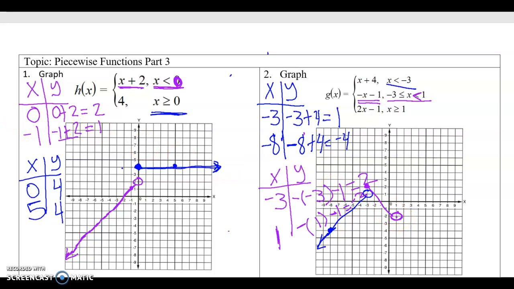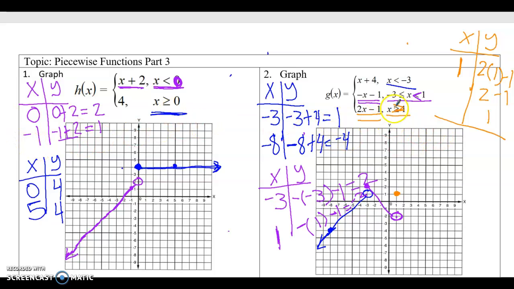Okay, last one, last but not least, x comma y. It gives me my starting x value of positive 1. So let's go ahead and plug that into my function, 2x minus 1. So I have 2 times 1, minus 1. So that's 2 minus 1, which is 1. So 1 comma 1. And it is closed because it is greater than or equal to. Okay?